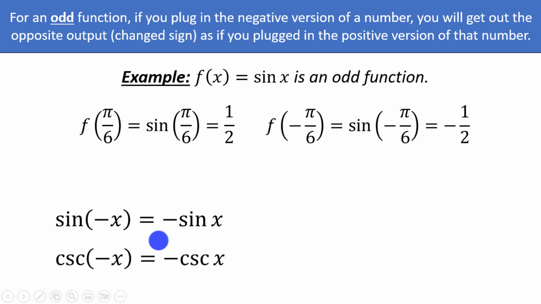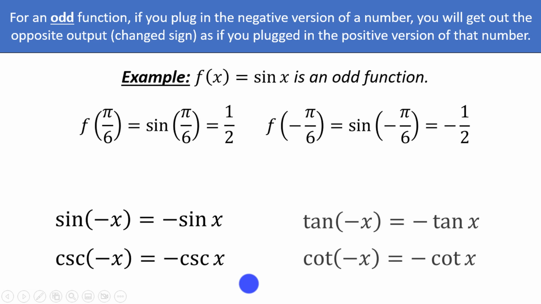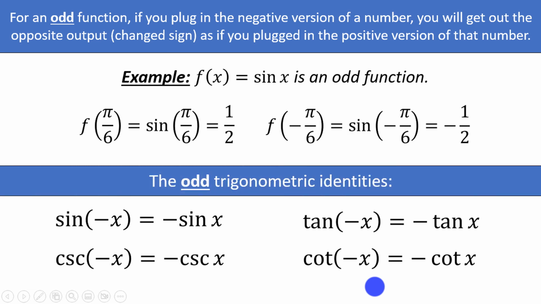Since cosecant is the reciprocal of sine, cosecant is also an odd function, so cosecant of negative x is equal to negative cosecant of x. It turns out that tangent and cotangent are also odd functions, so we have the exact same result over here. Altogether, these are the 4 odd trigonometric identities. We will practice using the odd and even identities in future videos.